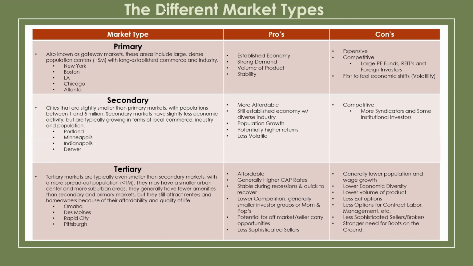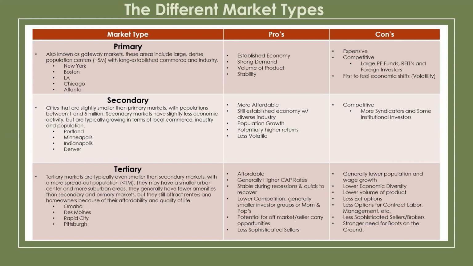So these are your small markets, generally less than 1 million people, spread out populations, smaller urban centers, and generally have fewer amenities. But they do still tend to attract the renters and homeowners, generally because of affordability and quality of life. So these are places like Omaha, Des Moines, Rapid City, where I'm at. Those are all considered tertiary. And there's a lot of gray in between all three of these. Really, between secondary and tertiary, there can be some real gray, but these are just some high level things that help us decide what it is.